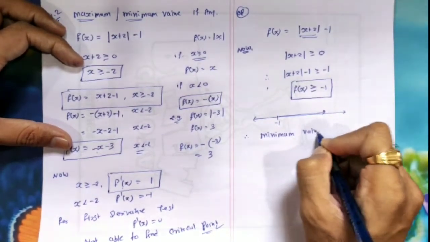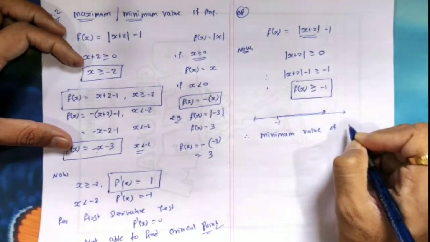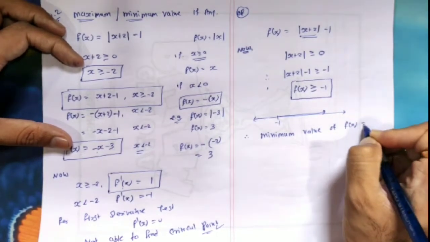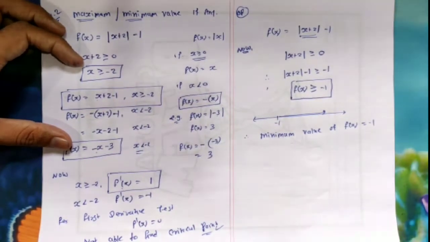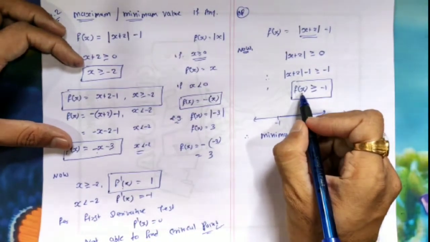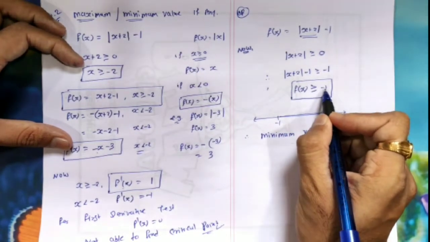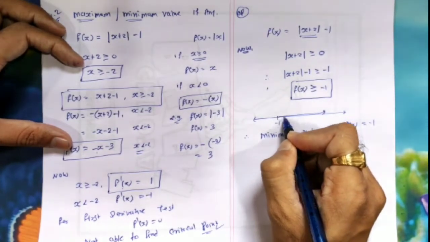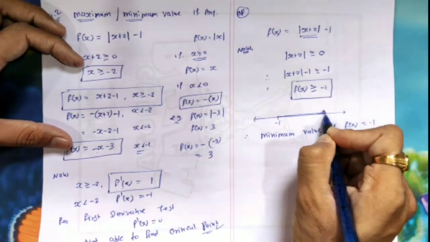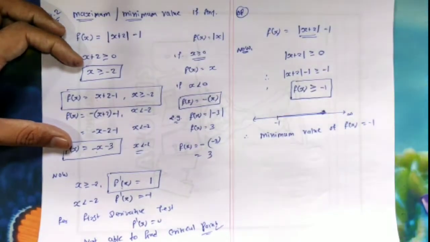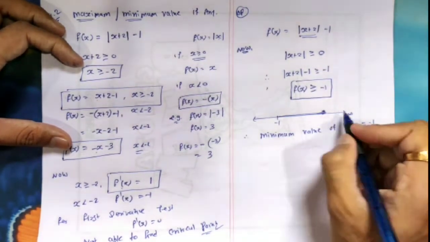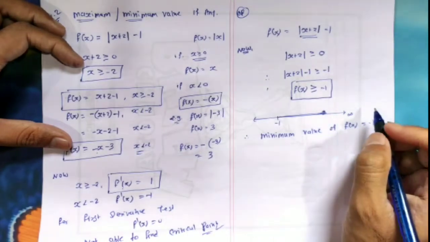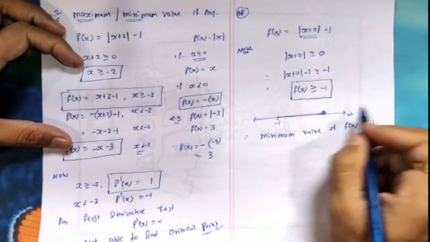Minimum value of the function f of x is equal to -1. Now f of x is greater than or equal to -1. -1 is the minimum value, so f of x will be greater than or equal to that, but how far will it go? It will go up to infinity. So here we can't say anything about its maximum value. Maximum कहाँ तक जाएगा? वो तो infinite तक जा रहा है.